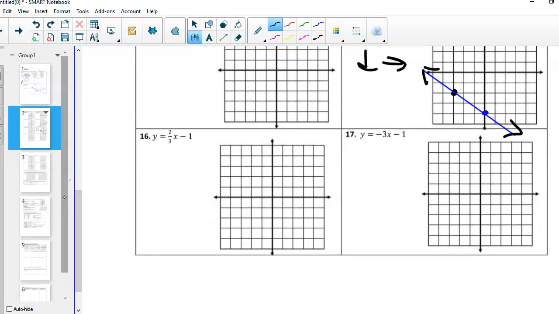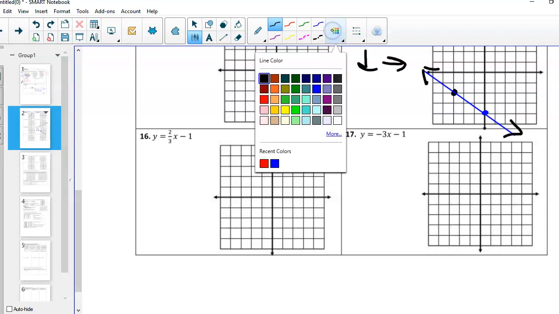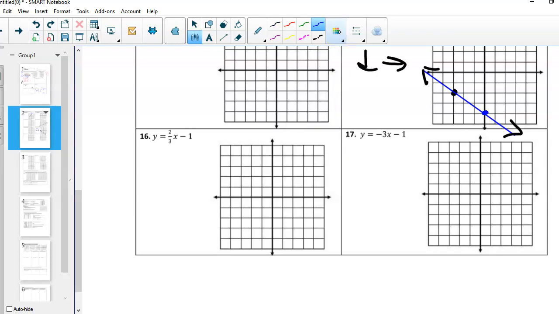Alright, we're going to do 17, since this one's very similar to that one. We need to start at our y-intercept, which is what? -1. And then we need a slope of -3. Remember, all whole numbers have a 1 underneath it, so it's still in a fraction form.